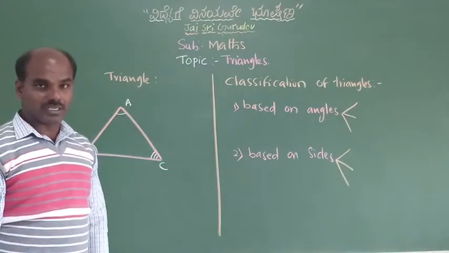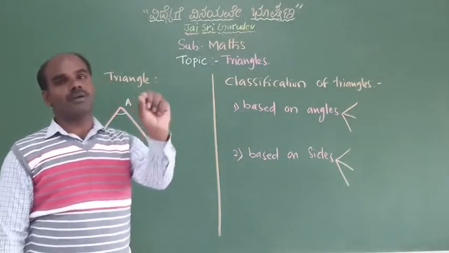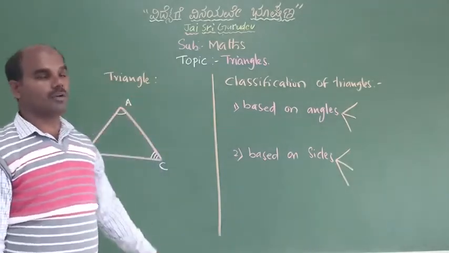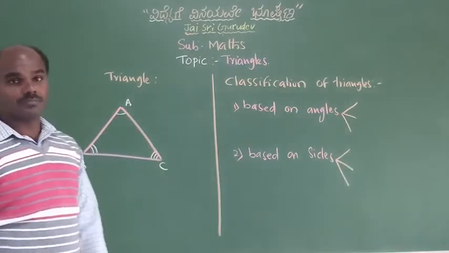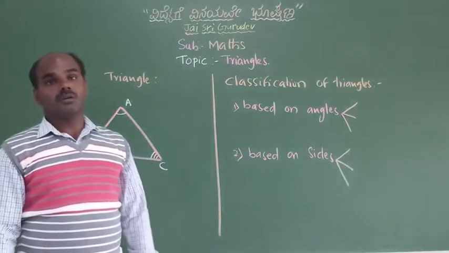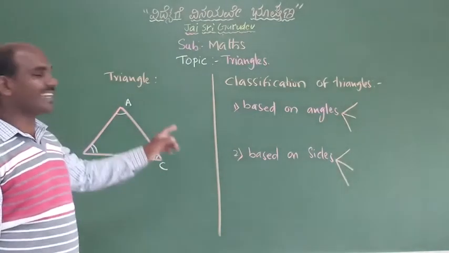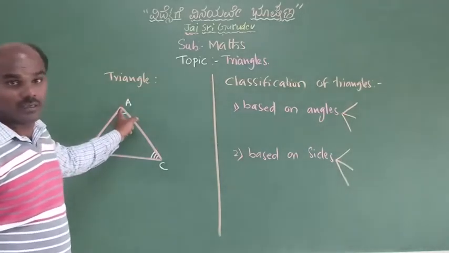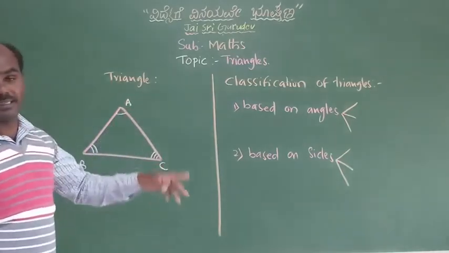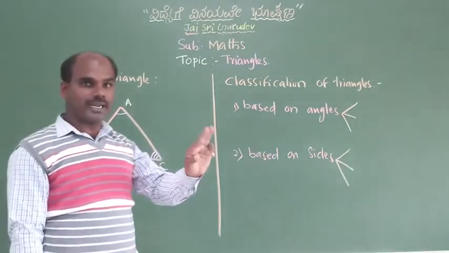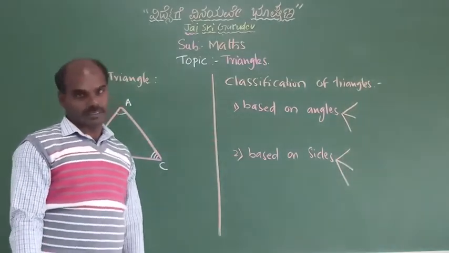What is a vertex, children? When two line segments intersect at a point, that point is called a vertex. Yes, that intersecting point is called a vertex. So the vertices are there. How many are there? Three. Yes or no, children? So A, B, C are the three vertices.